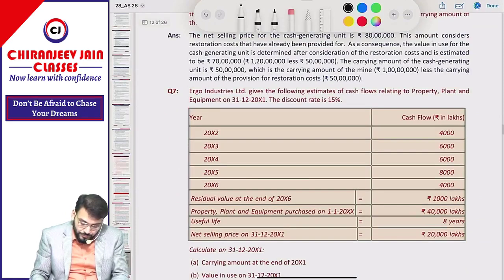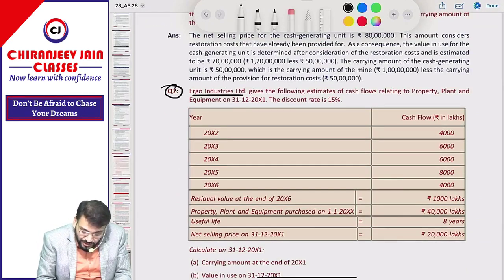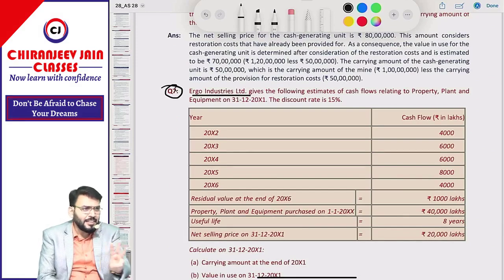Come to one more question. Question 7. Agro Industry Limited means I can do all the AS accounting standards in 3 days. We will do that from here. 3 days, all accounting standards over.